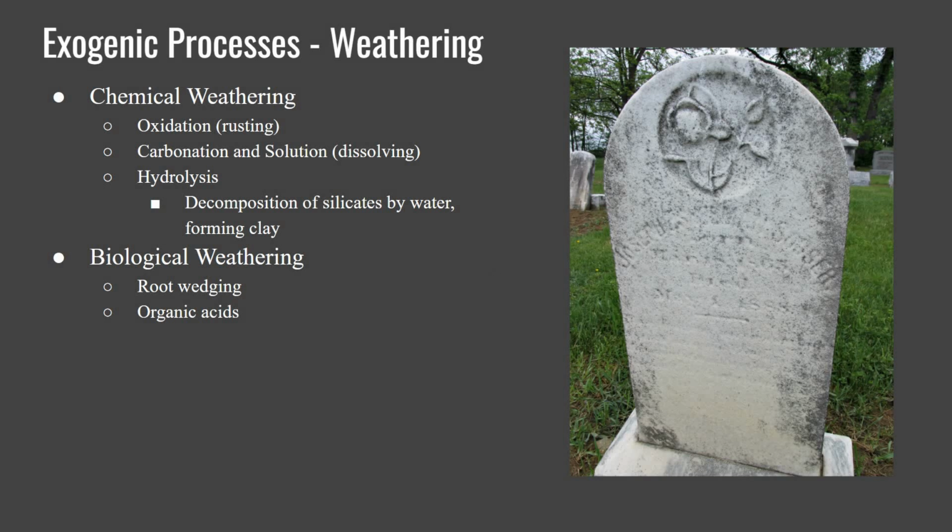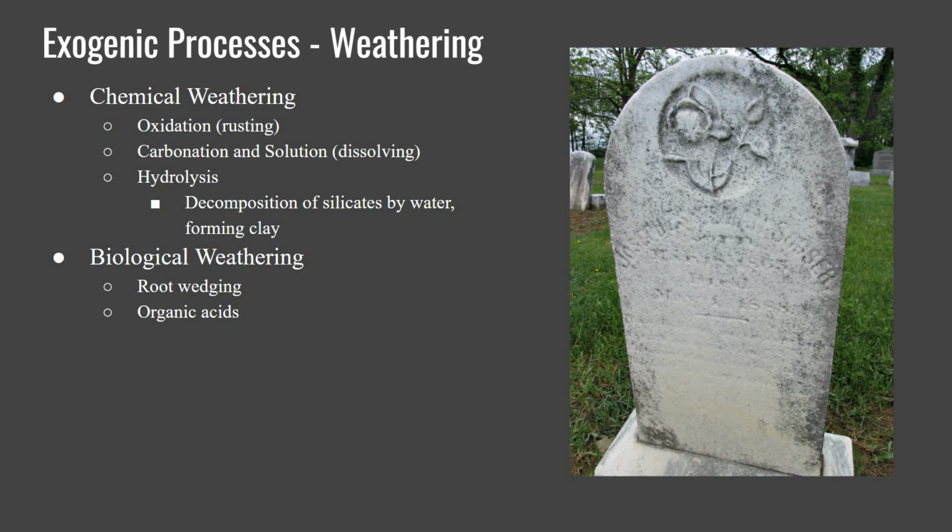Chemical weathering involves any chemical reaction that either changes the composition of rock or helps dissolve it and carry it away. Examples include oxidation or rusting, which of course weakens the rock; carbonation and solution, where you get, say, a limestone being dissolved, like this headstone right here; and also hydrolysis, where you get rainwater interacting with silicates and rocks like granite, forming different types of clay.